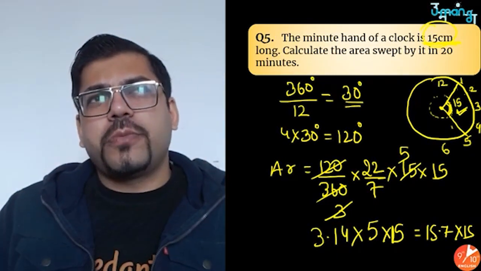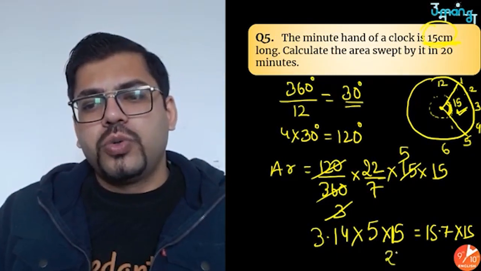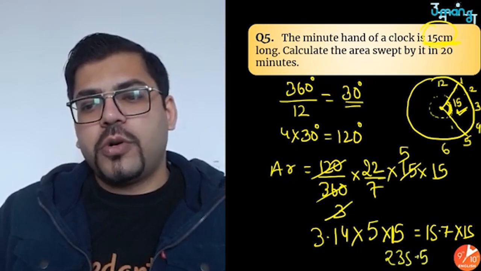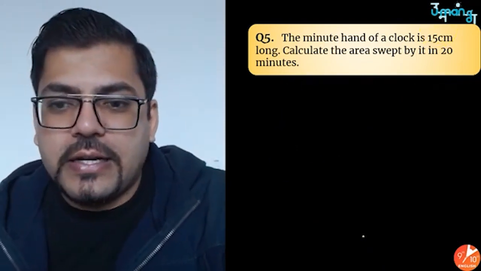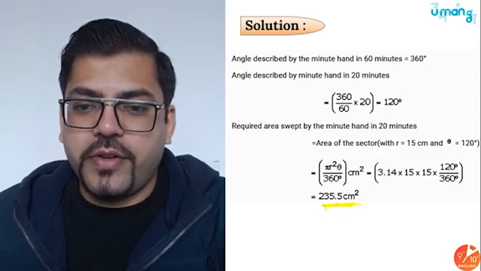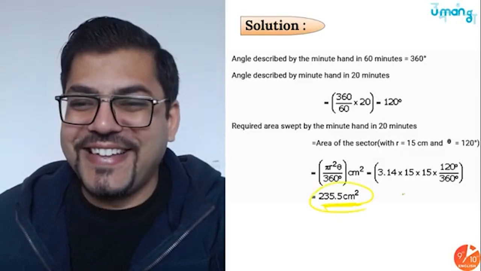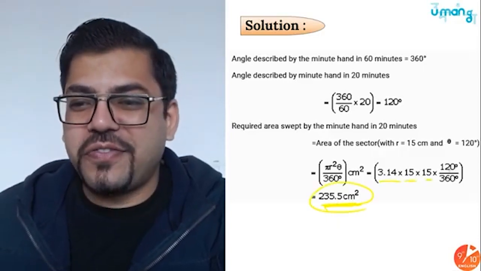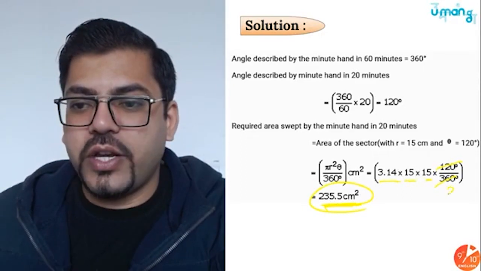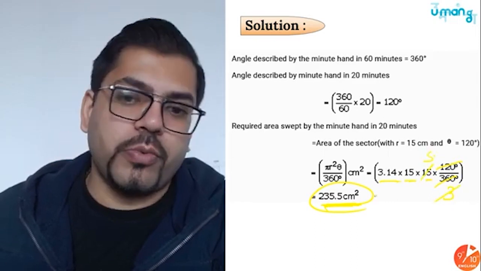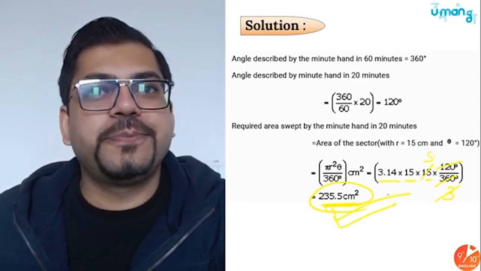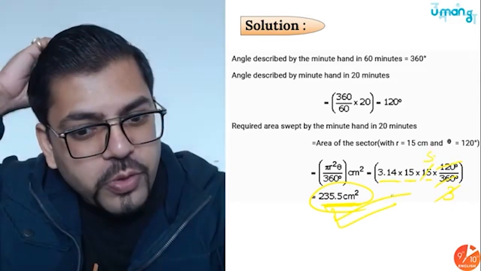If I'm not wrong, that should be 235.5. If I'm not wrong, this should be the multiplication. Let us see that. 235.5. Yeah, I'm absolutely right. So 3.14 into 15 into 15, because this 3 is going to cancel in 15 three times and this 3 will cancel it in 5 times. So 5 into 15 into 3.14. This is the answer. Fine. Chalo, moving on to the next question.